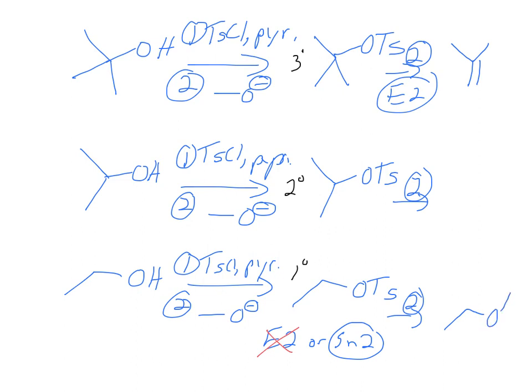Fair? Now let's go to secondary. What's possible for this? So OTs is our leaving group. Can we do SN1 or E1? Are we going to form a secondary carbocation? Why not? This is not a good enough leaving group. So what's left? SN2 or E2.